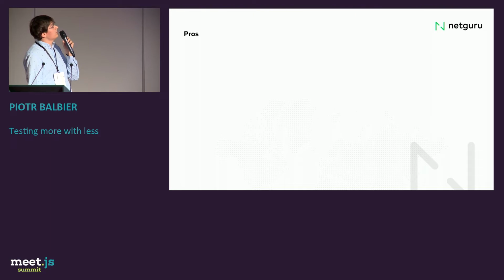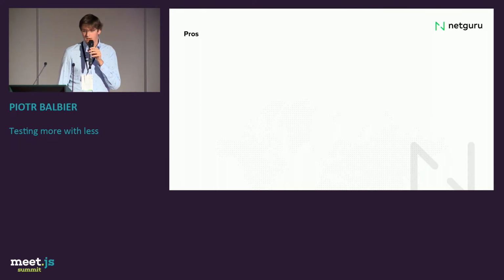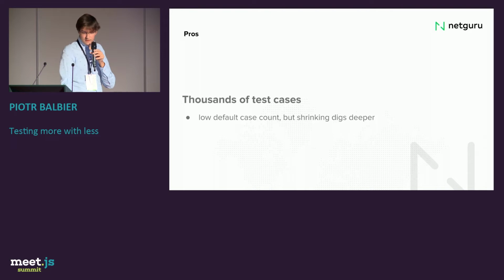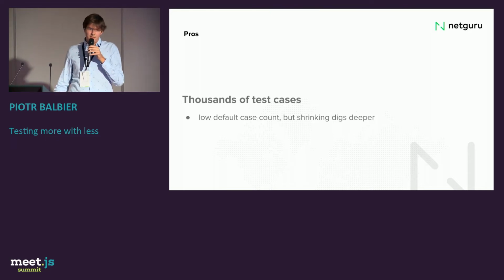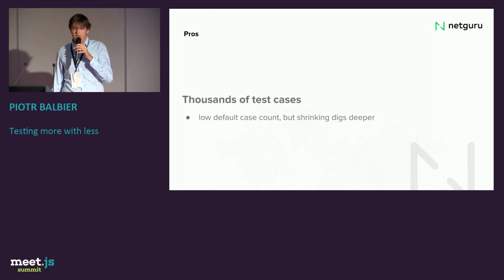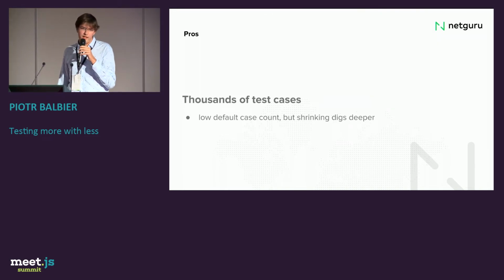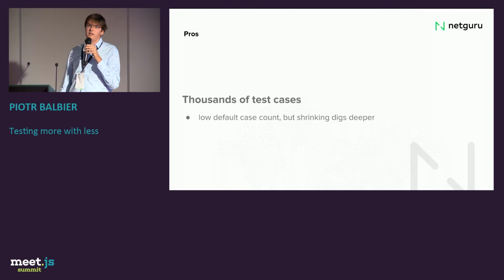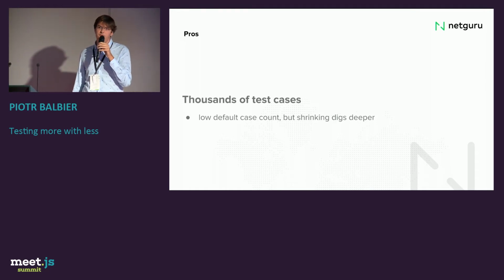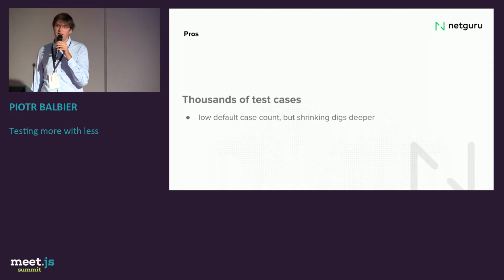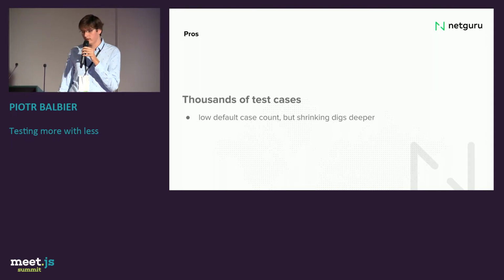So to summarize, to be honest, we have thousands of test cases, even if the default is 100. Why is that? Despite it being a little bit low on the happy path, when some test would fail, we can dig deeper. The shrinking usually finds a few hundred, sometimes more, cases that are failing, and presents you the simplest one.